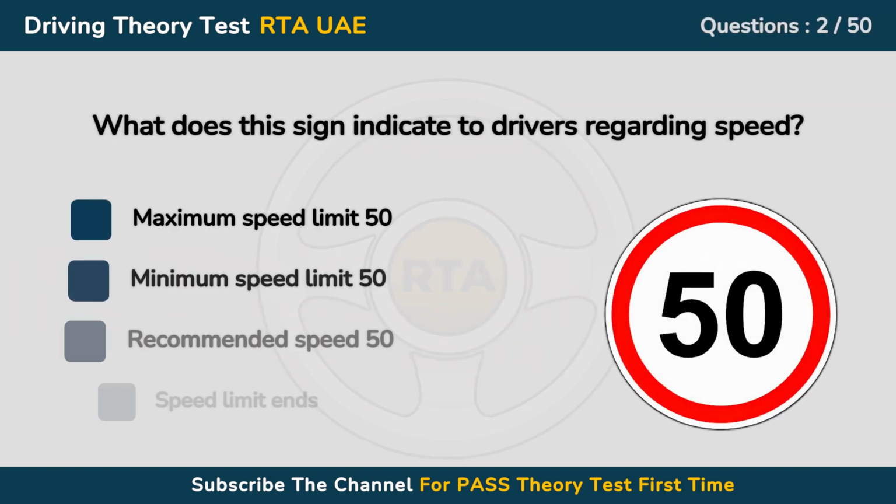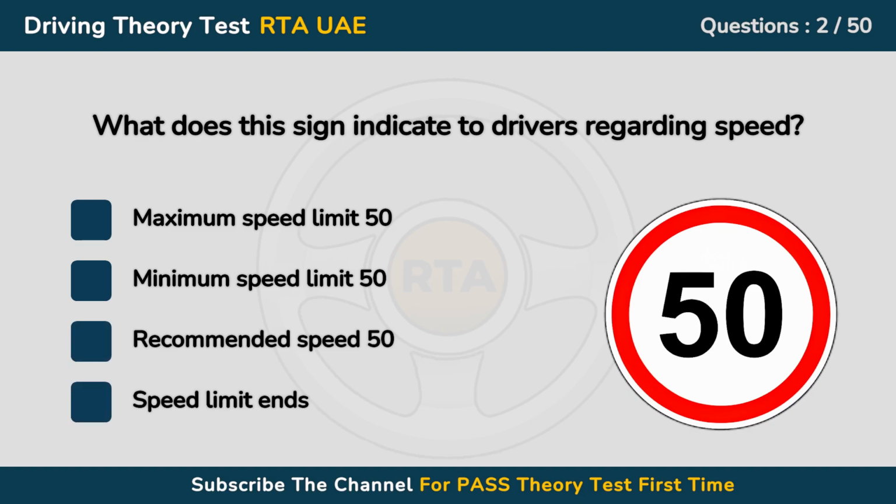Question 2. What does this sign indicate to drivers regarding speed? A. Maximum speed limit 50. B. Minimum speed limit 50. C. Recommended speed 50. D. Speed limit ends.